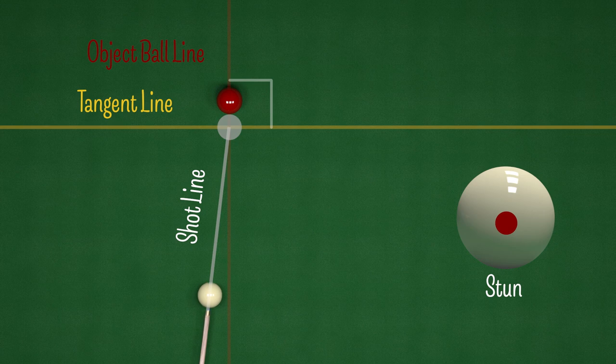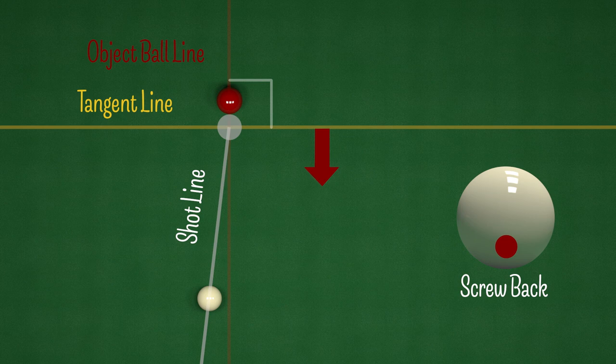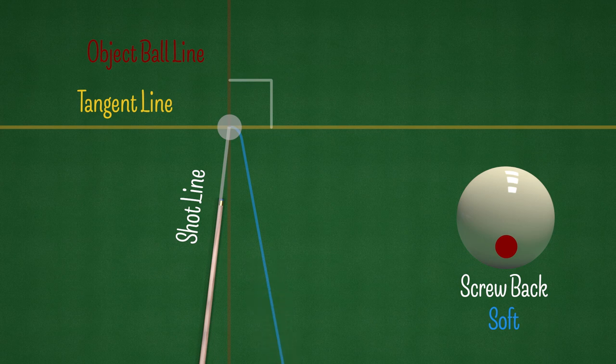As we saw in part one of this video, when the cue ball strikes the object ball with no spin, then it heads off down the tangent line. When we play with full screwback, then the cue ball is pulled back from the tangent line. How soon and how much it pulls back depends on the angle of the shot and how hard we hit the cue ball. When playing the shot softly at a shallow angle, the spin takes hold almost immediately and pulls the ball back almost at the opposite angle that it came in.